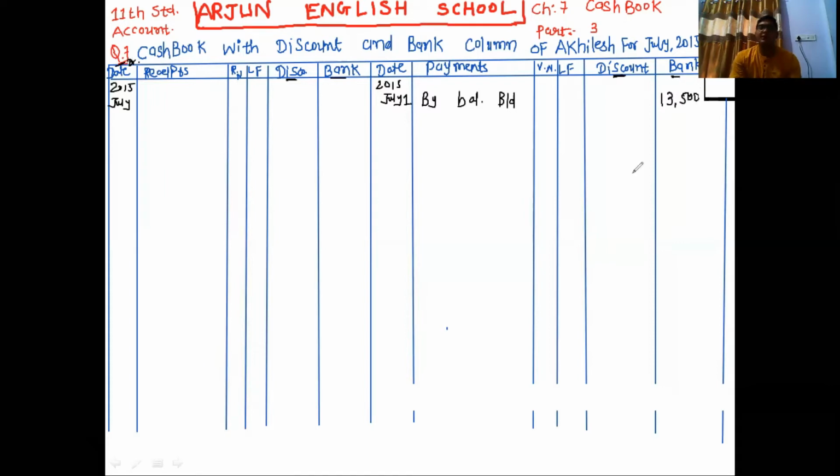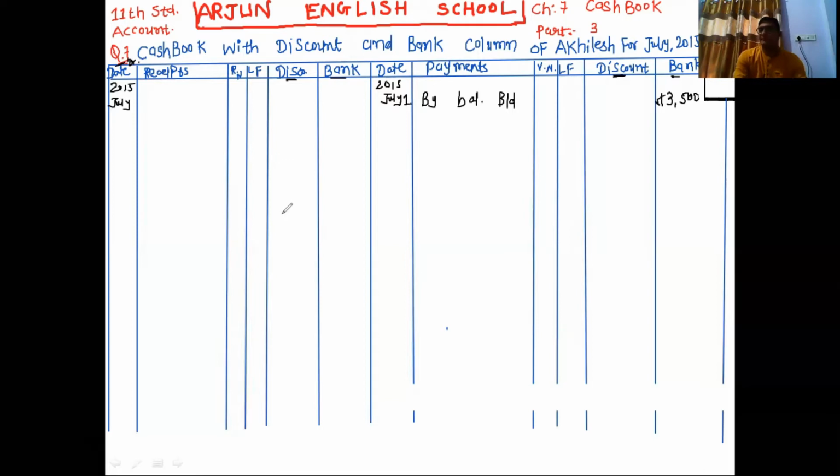13,500. All entries regarding bank we have to enter into this account, but other than bank and discount column we don't have to write down any entries. So here the bank overdraft is related to bank and it has a credit balance, so we have to write down on the credit side.